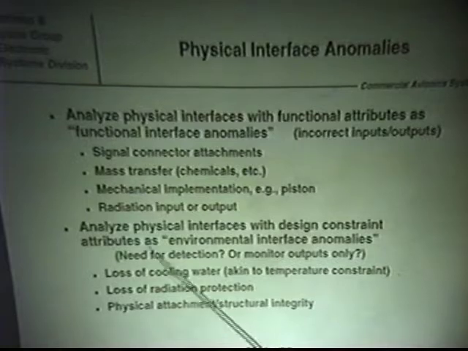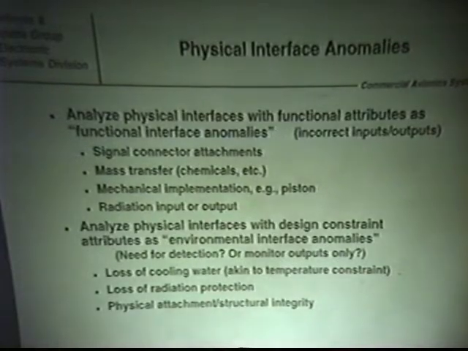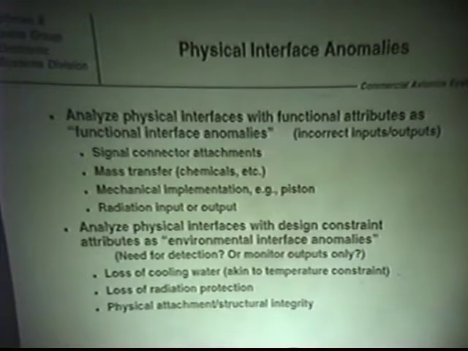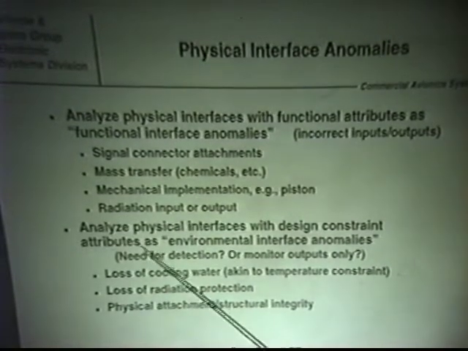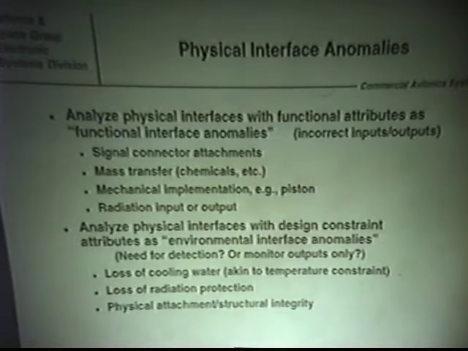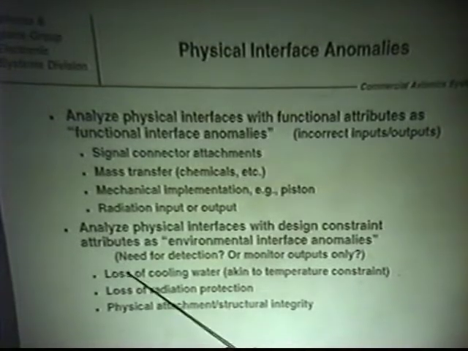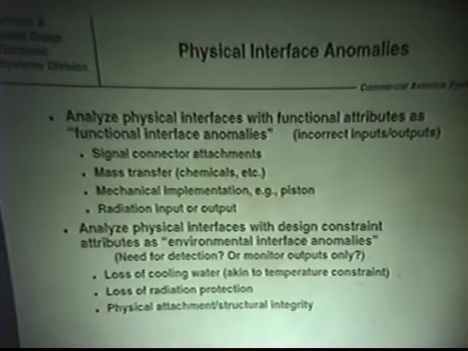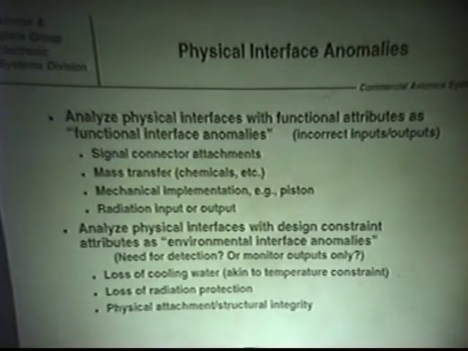If you have other physical interfaces not associated with functions, then you're back to the question that we asked for environmental constraints, which is, do I need to detect it? Or do I just need to monitor the output and make sure I don't do something wrong, I don't operate incorrectly? For example, a loss of cooling water is similar to getting in an over-temperature condition. I don't want to operate incorrectly at the point where I can no longer operate correctly. I would like to shut down.